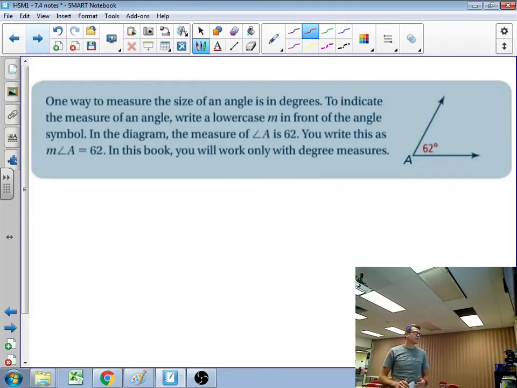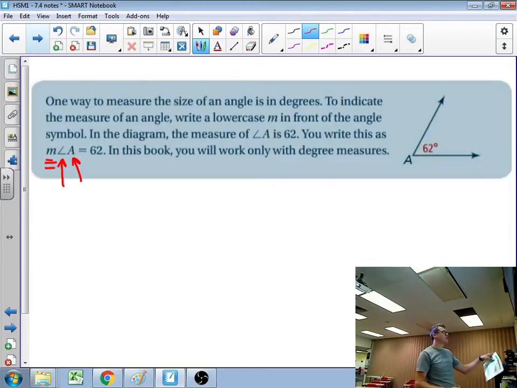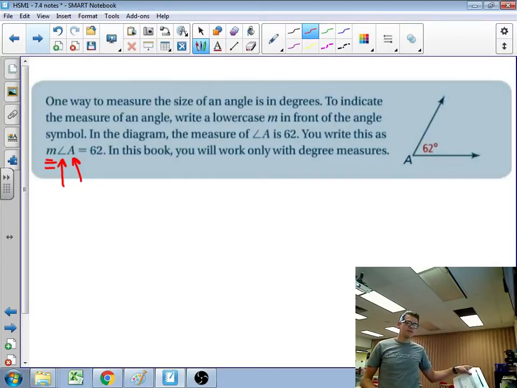But to indicate the measure of the angle, we write a lowercase m in front of it. So this m right here really means the measure, and then this means the angle. And then we have to know what we're talking about. So that right there reads the measure of angle A is 62. And since we said the measure of, we don't necessarily have to put the degree symbol, but I still like to put the degree symbol. So my suggestion is always attach that degree symbol.